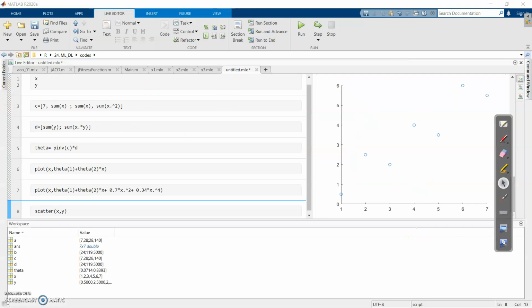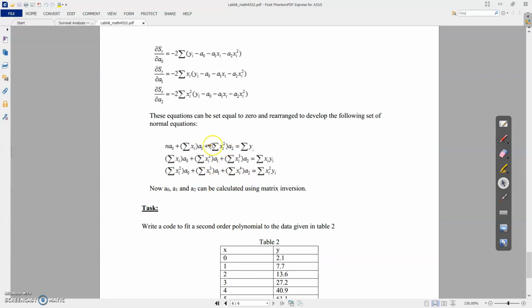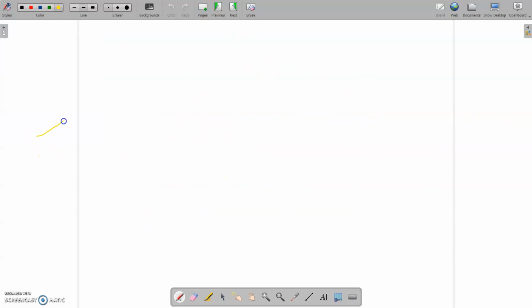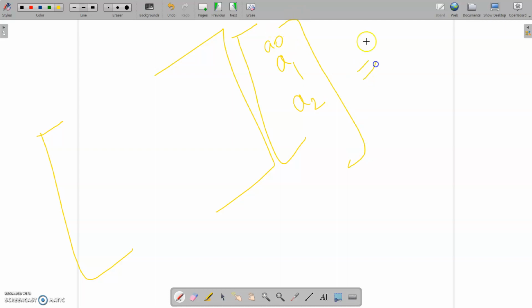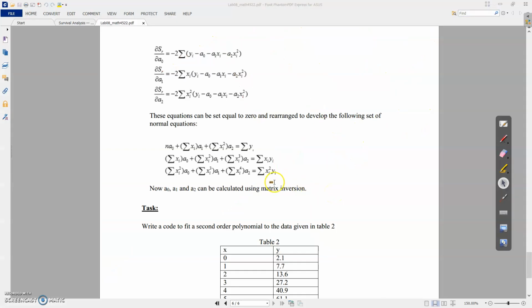Again, if you look at your lab manual, this is the set of equations. As you can see, a0, a1, a2. You can again put a matrix like this. This should be your a0, a1, and a2, and that should be your y1, y2, y3. If you inverse it, you will again get the values of a0, a1, and a2. Very simple. The same way that was shown in the last one.